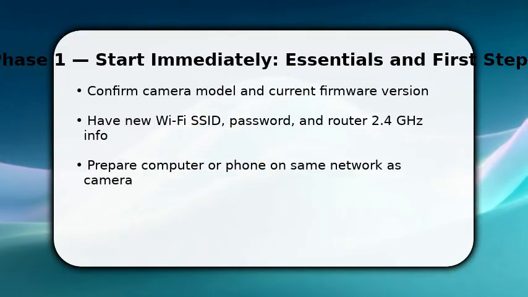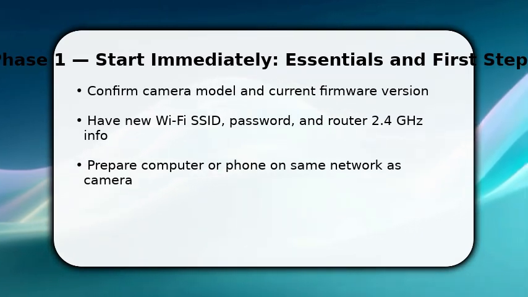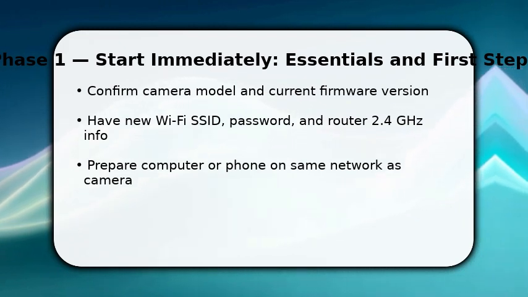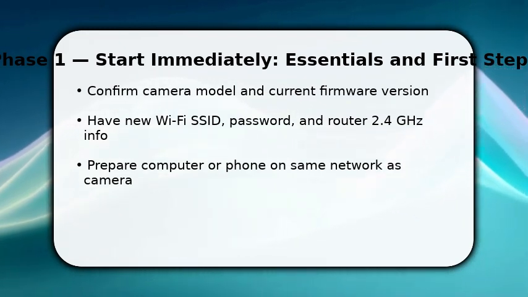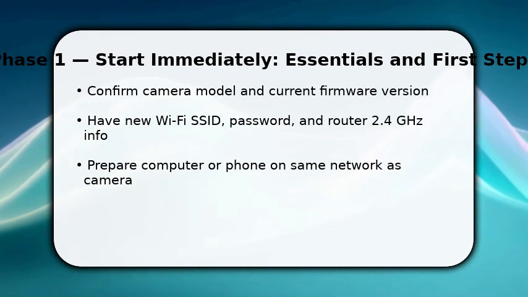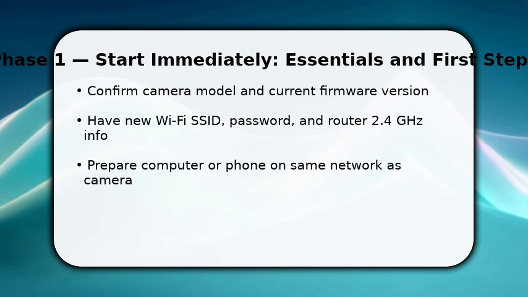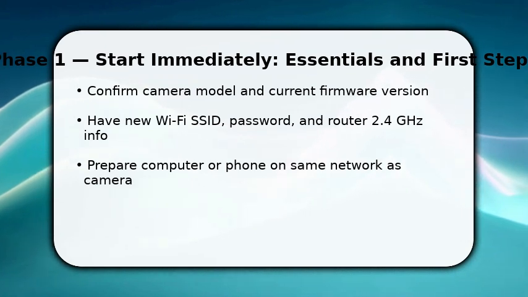You start by confirming model and firmware so the right menu appears. This avoids mismatched options. Connect your phone or PC to the same network the camera currently uses and log into the CP Plus web UI or app. Once done, locate the device list or camera entry. This is where you begin the change.